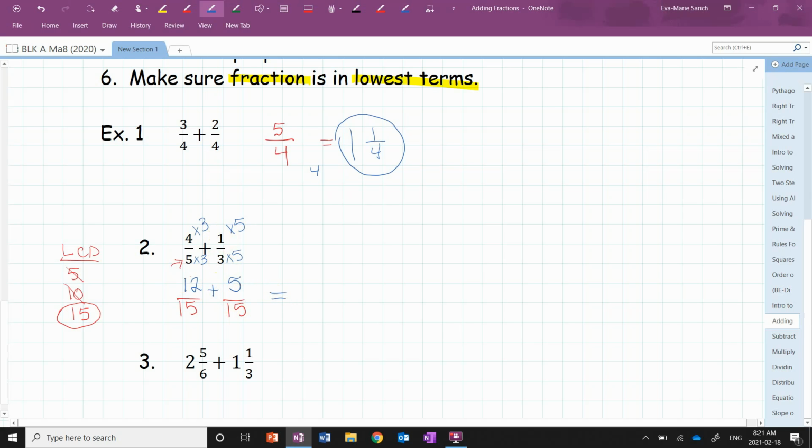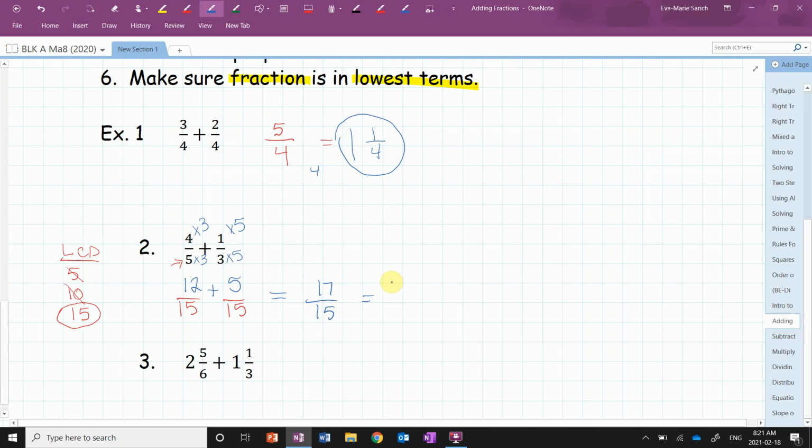The next step is to add the top. So 12 plus 5 is 17. So we're going to have 17 over 15. Place it over that same lowest common denominator. Now look at your fraction. 17 is bigger than 15, so it's improper. So we need to turn it into a mixed number.